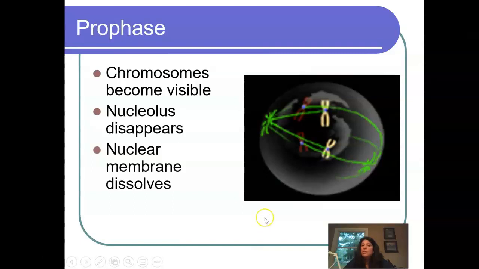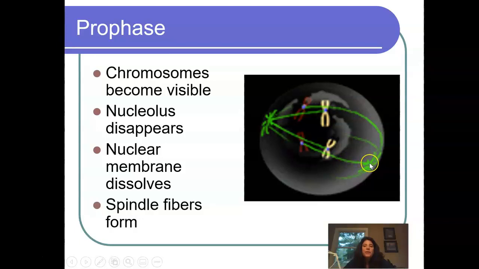During prophase, the chromosomes become visible because they're squinching together so tightly. The nucleolus of the nucleus disappears, and the nuclear membrane actually dissolves. So there's no more compact nucleus. All this genetic material is floating all over the cell. Spindle fibers also start to form, and you can think of them almost like chromosome leashes. They're going to direct the chromosomes where to go as it continues through this mitosis process.